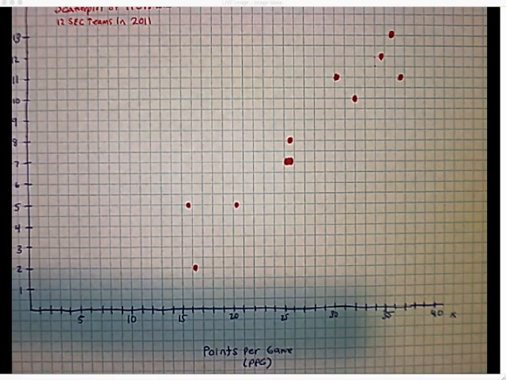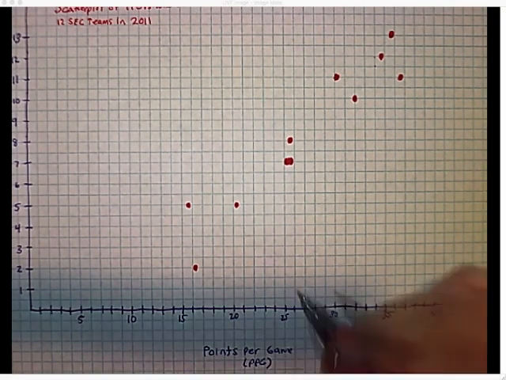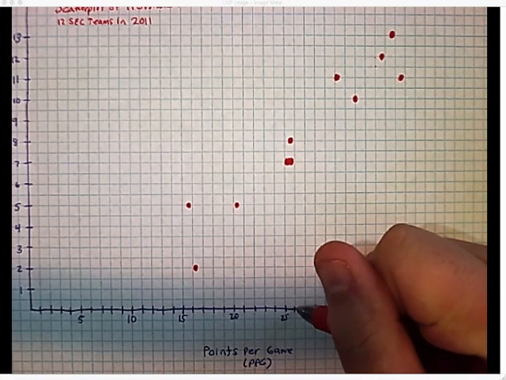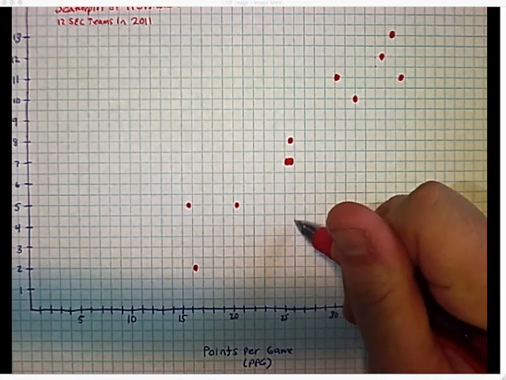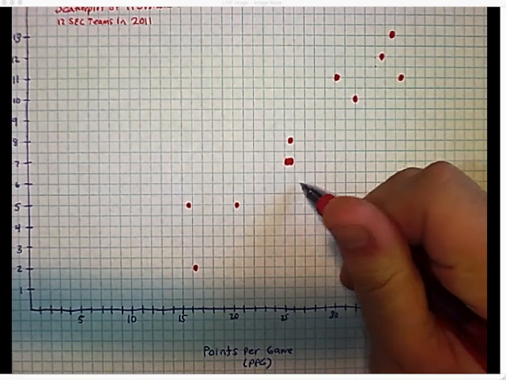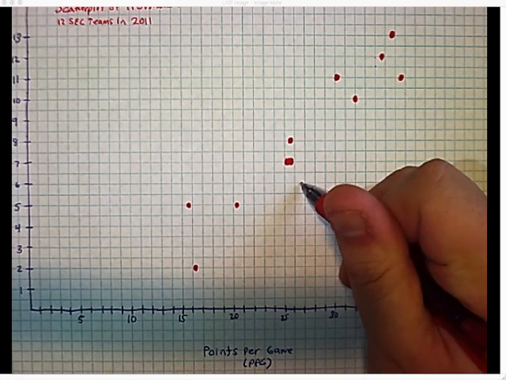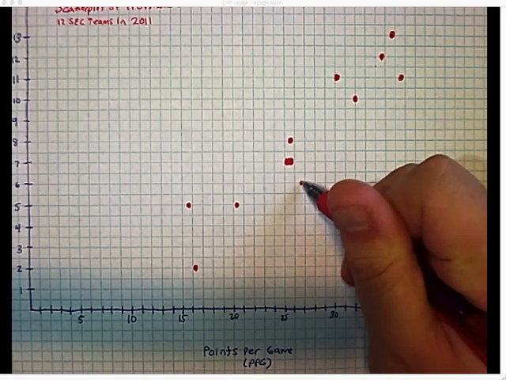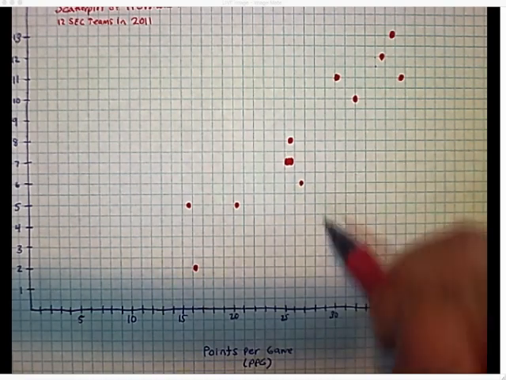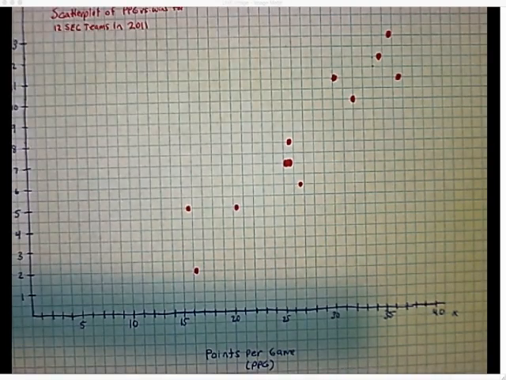And Vanderbilt had 26.7 and 6, so 26.7 and 6. So this right here is a scatter plot. That right there is a scatter plot.